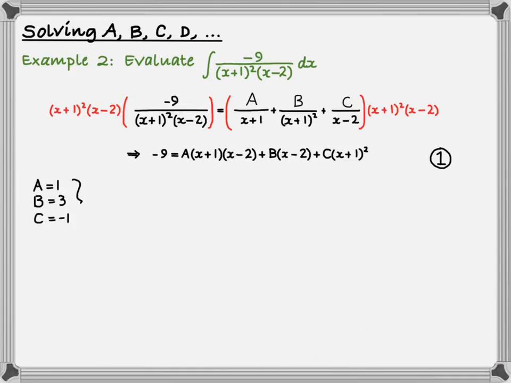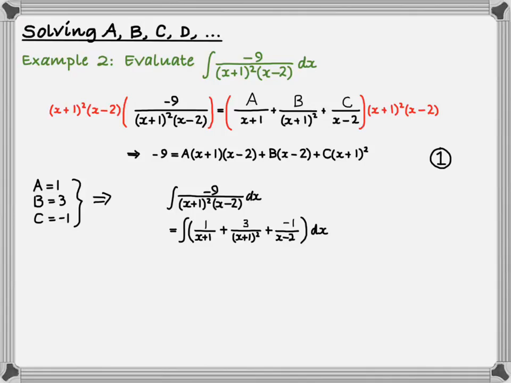So, now that we know A is 1, B is 3, and C is negative 1, the integral of negative 9 over (x plus 1) squared (x minus 2) dx can be rewritten as the integral of 1 over x plus 1 plus 3 over (x plus 1) squared plus negative 1 over x minus 2. Our first and our last terms will be very easily integrated as lns, but in order to integrate the middle term, we will have to use the power rule, and therefore we will rewrite that term as 3(x plus 1) to the power of negative 2.